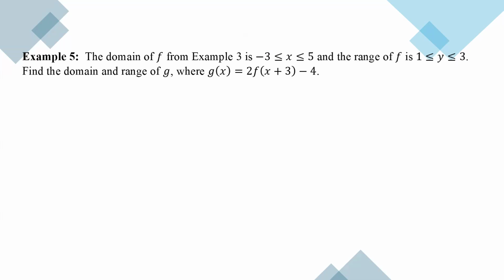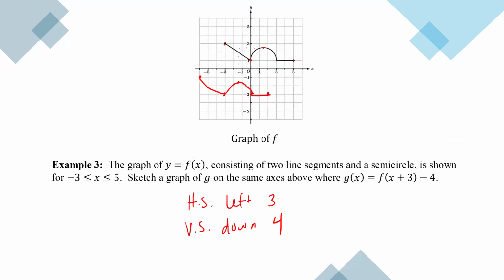Didn't we do this? Oh, we didn't do it with the 2. We only did it with x plus 3 minus 4. That's cool. Just stretching it. Just going to stretch it out a little bit. All right. So going back to our example number, can I go back to 3? Is that okay? Because it says go back and look at example number 3.